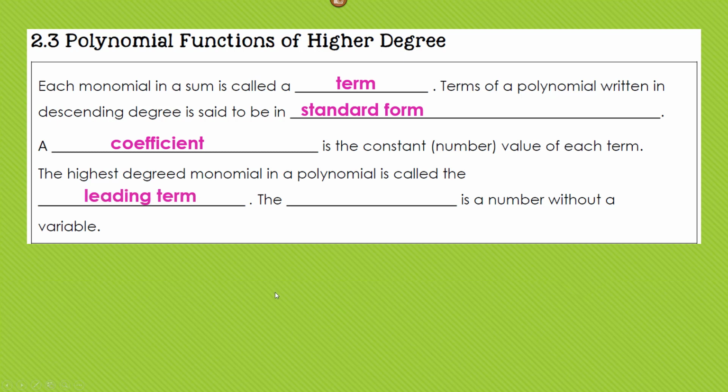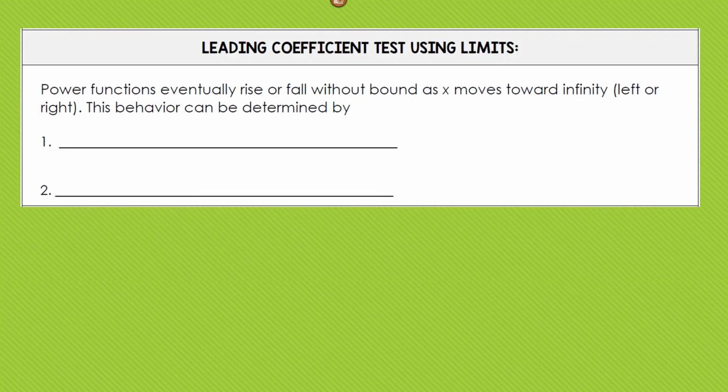The highest degree monomial in a polynomial is called the leading term, and the constant is a number without a variable. So this is pretty much information that we already knew, but good to know.